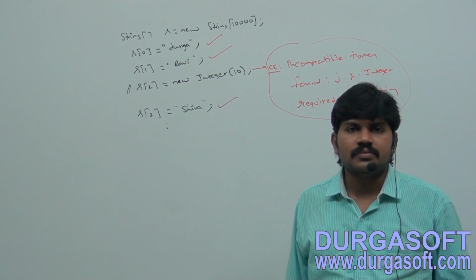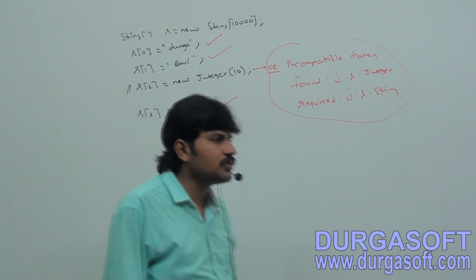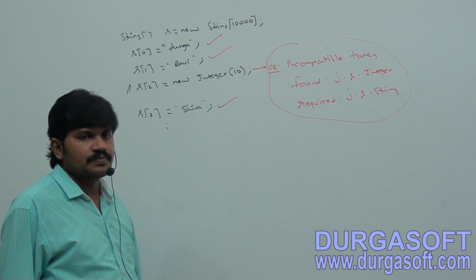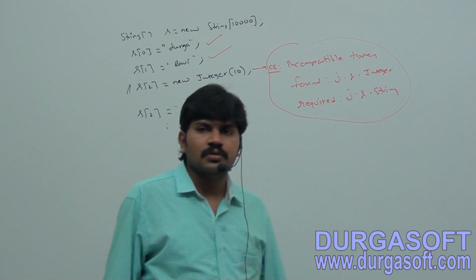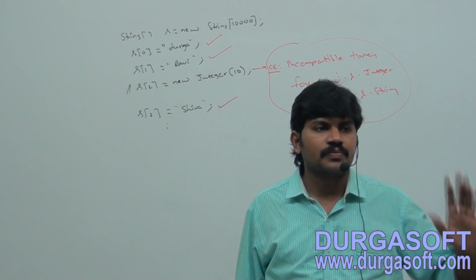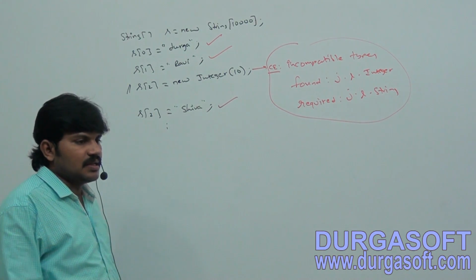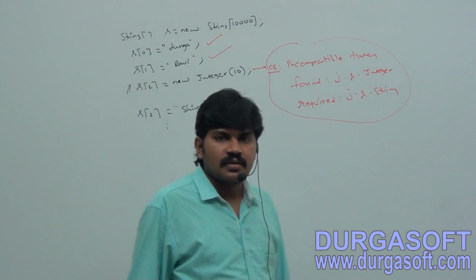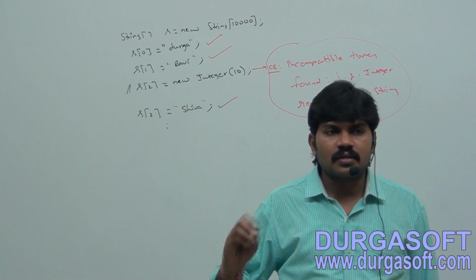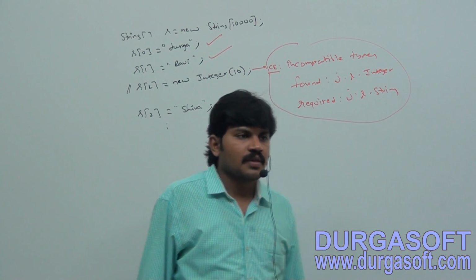Hence, arrays are safe to use with respect to type. That is, arrays are type safe. That's all.